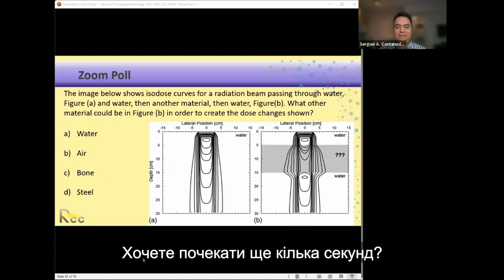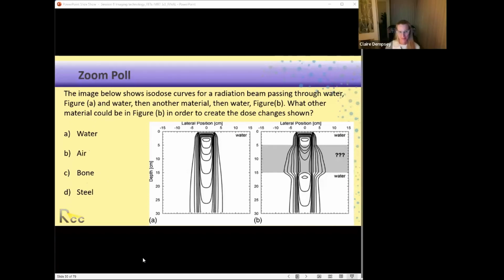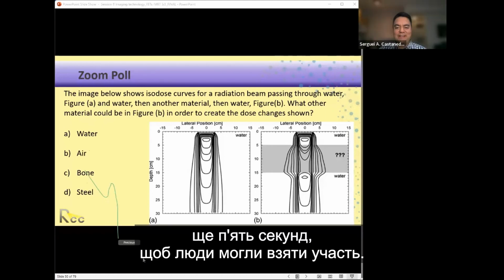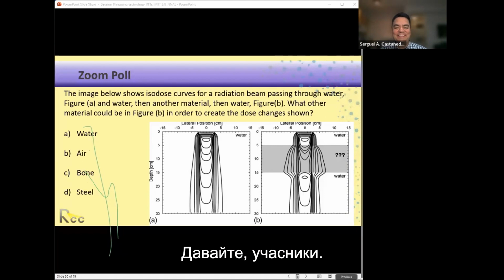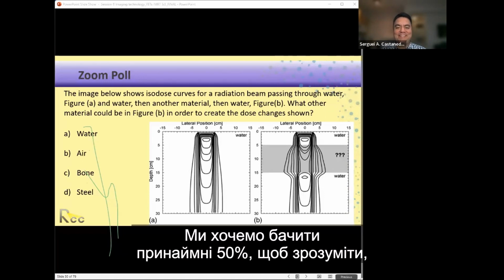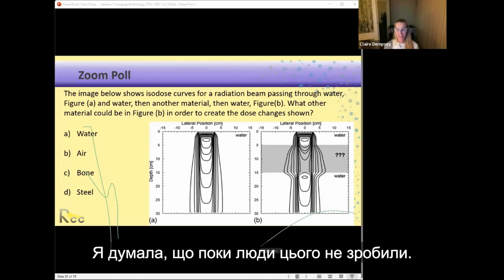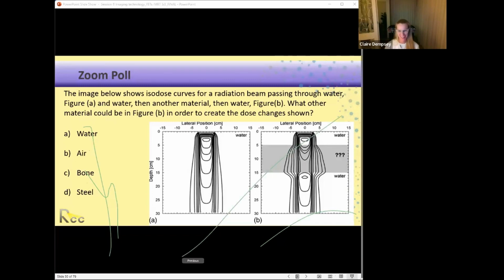You want to give it a few more seconds? Yeah. All right. Five more seconds for people to participate. We have 30% participants. Come on, guys. We want to see at least 50%. I'm just going to sit here thinking until people have done it.